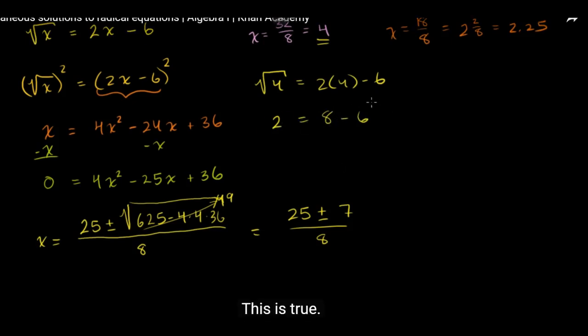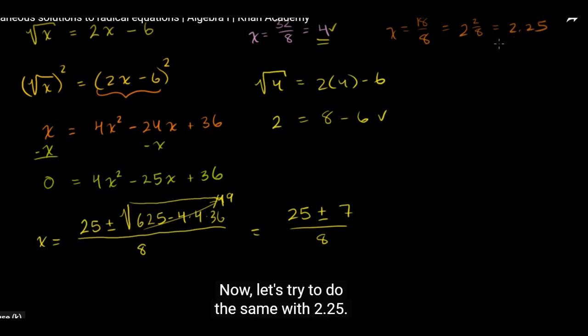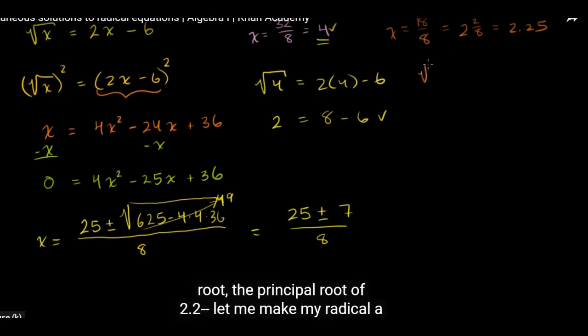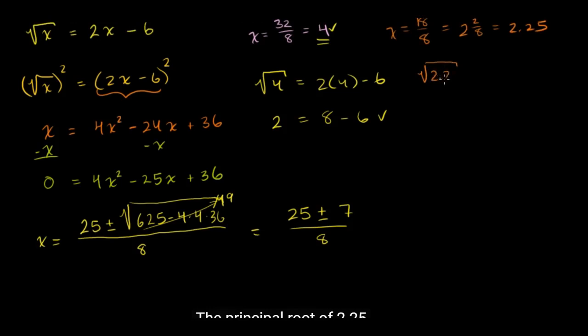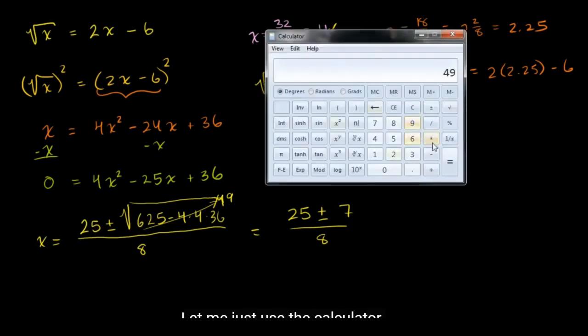This is true. So we plugged 4 right there back into the original problem. We plugged in 4 for the x's. The square root of 4 is 2. 2 times 4 is 8 minus 6 is 2, so it works. So 4 works. Now let's try to do the same with 2.25. According to this, we should be able to take the principal root of 2.25. Let me make my radical a little bit bigger. The principal root of 2.25 should be equal to 2 times 2.25 minus 6. Now, you may or may not be able to do this in your head. You might know that the square root of 225 is 15, and then from that you might be able to figure out that the square root of 2.25 is 1.5. But let me just use a calculator to verify that for you.